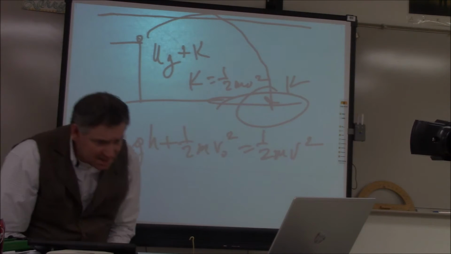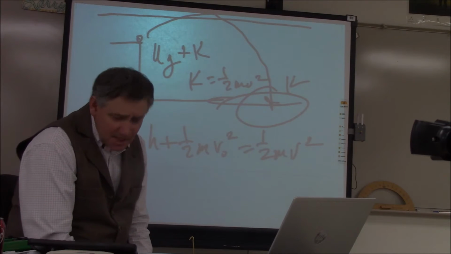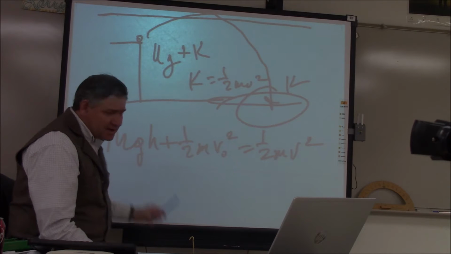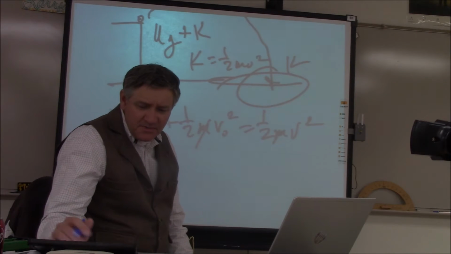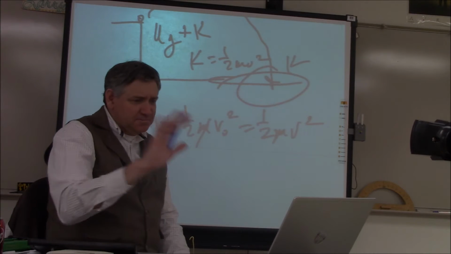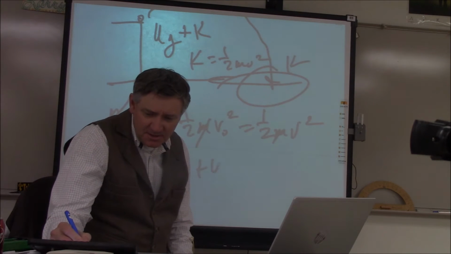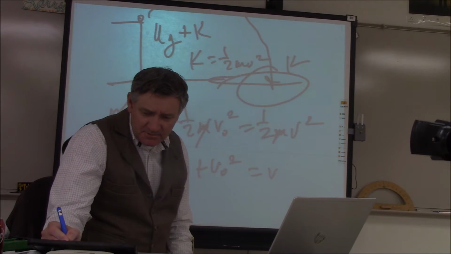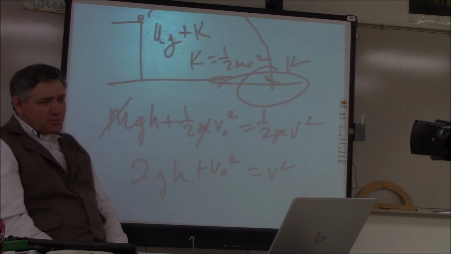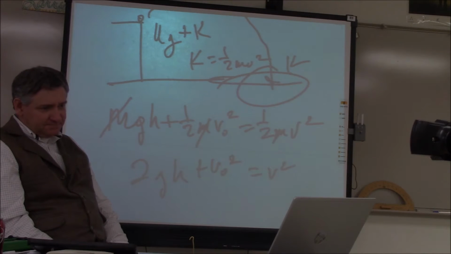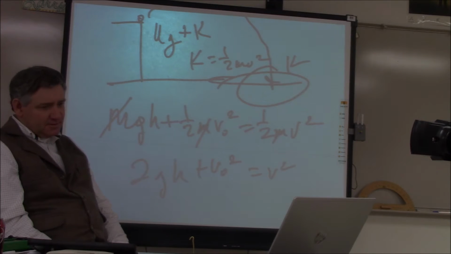So, why didn't I give you the mass of the ball? Because it doesn't matter. It cancels out. I'm going to lose all the masses. Those all go away. Oh, look, this is kind of cool. If I multiply it by 2, I get 2gh plus v naught squared equals v squared. I can just use that equation. Literally, that's all you have to do.